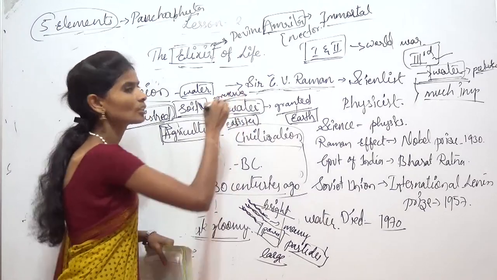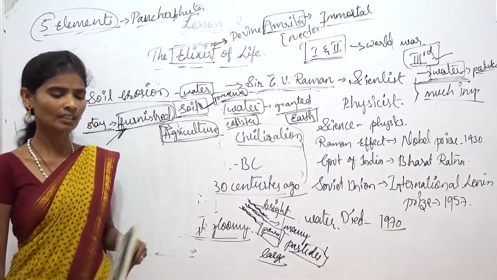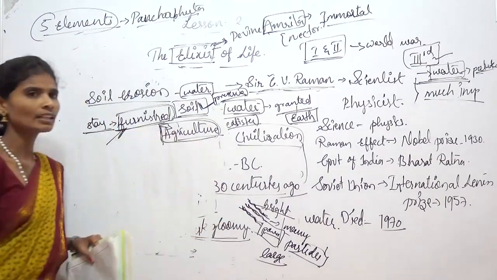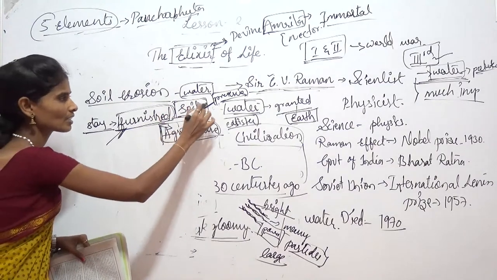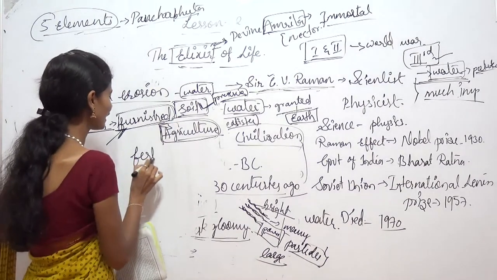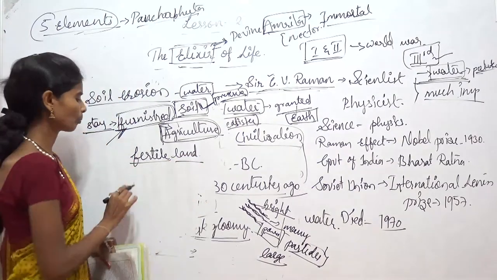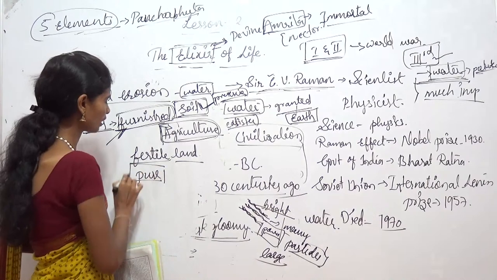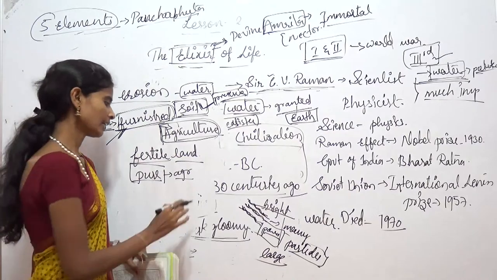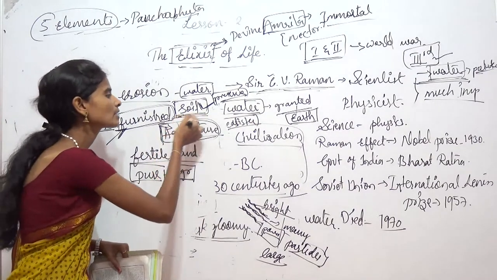How should we preserve this soil from getting wasted? This is what the author is describing. For agriculture, soil is necessary, and it should be fertile land. If there is fertile land, then only pure soil will be there, and it will be helpful for agriculture. If we want to do agriculture, then we need the best soil.